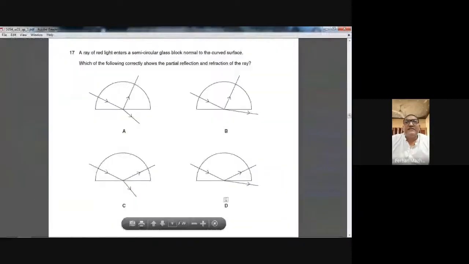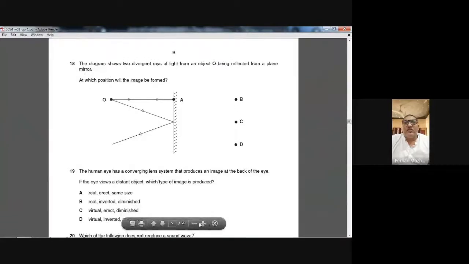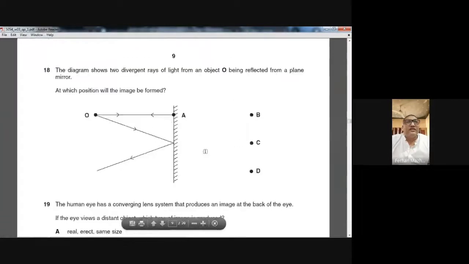So D is the right option. I hope that you have understood. This is question number 17. D is the right option. Okay. Question number 18 is showing on your screen. Let me increase the size.